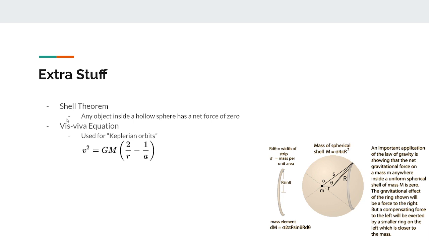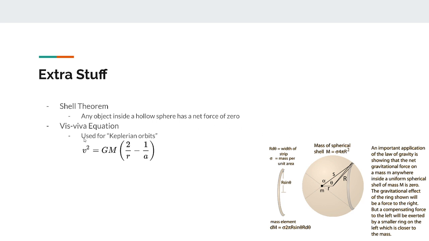Just some extra stuff: we have the shell theorem and the Vis-Viva equation. These aren't tested too much. It's just nice to have this knowledge, and I'm pretty sure the shell theorem is tested a little bit more in the future. Basically, any object inside a hollow sphere has a net force of 0, and we can see the explanation here. If you want a full proof, you can search it up. It's very complicated and very calculus-based, and I'm not going to explain it.